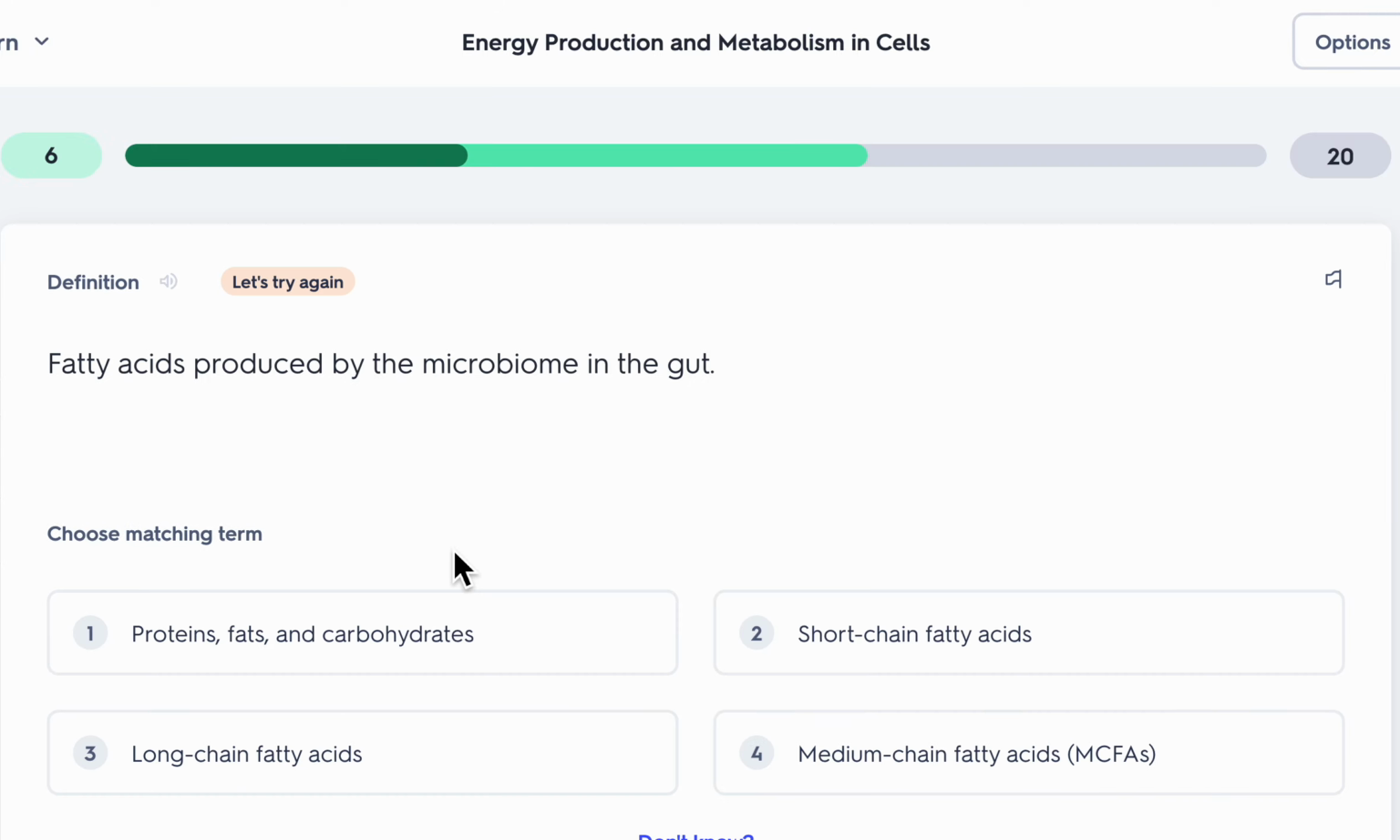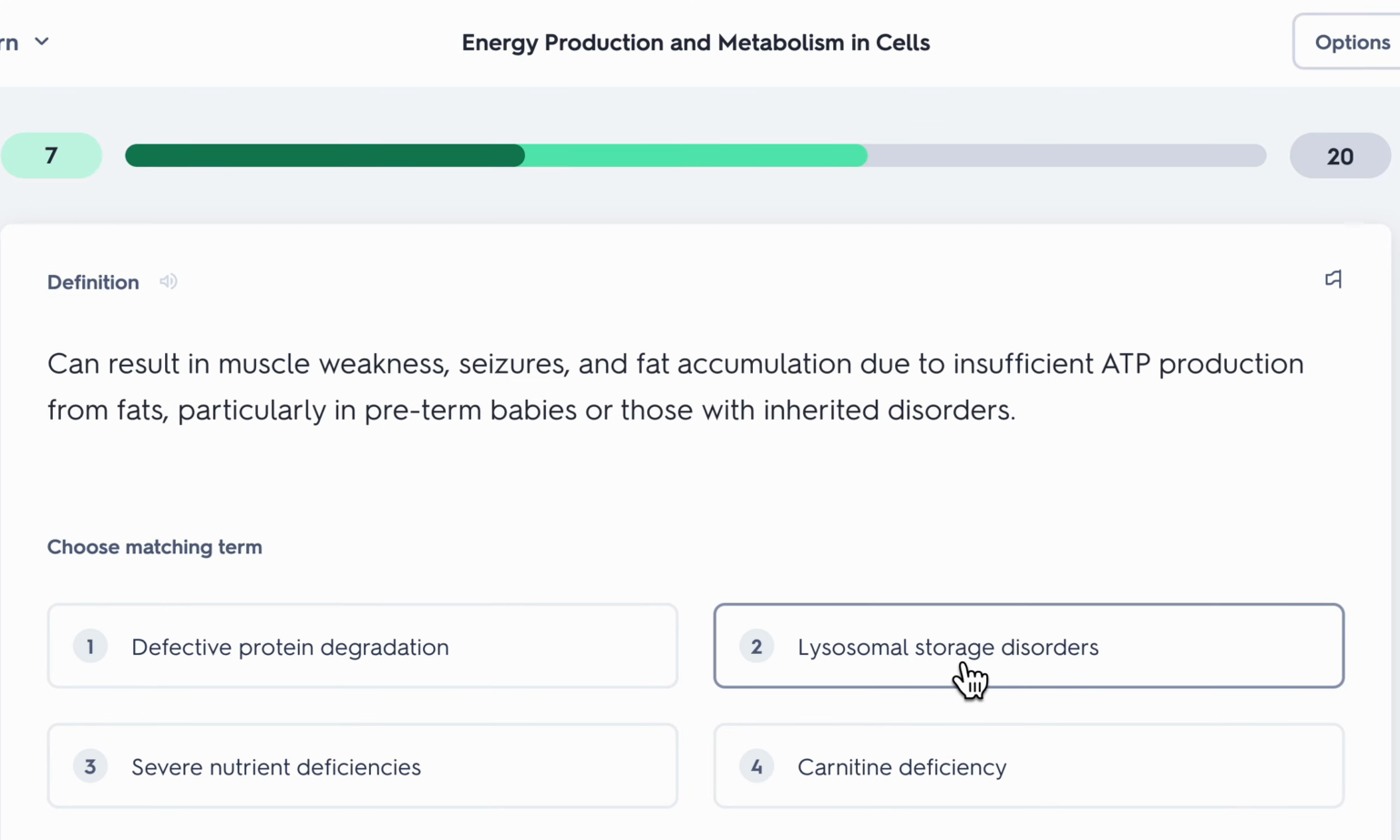Fatty acids produced by the microbiome in the gut can result in muscle weakness, seizures, and fat accumulation due to insufficient ATP production from fats, particularly in preterm babies or those with inherited disorders.